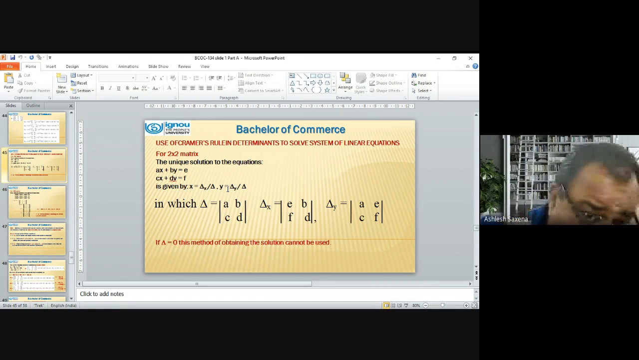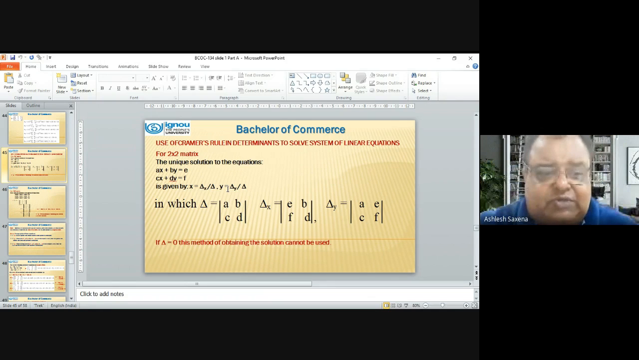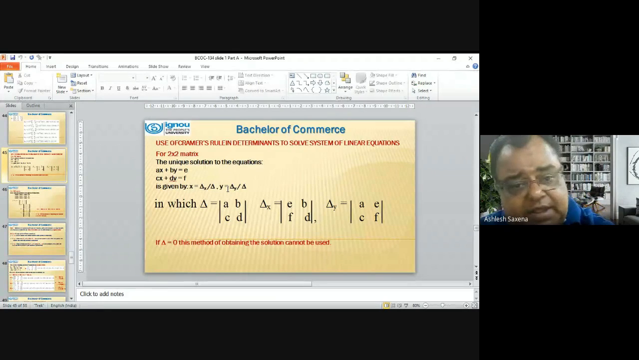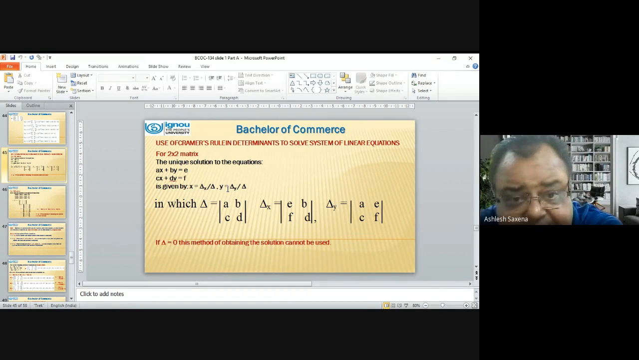Now we will be moving further to the most important part of the application, that is solving a system of linear equations by Cramer's rule. Initially, we'll be taking two equations. That means it will form a 2 by 2 matrix. You can see over here, there are two equations, ax plus by equal to e, cx plus dy equal to f.